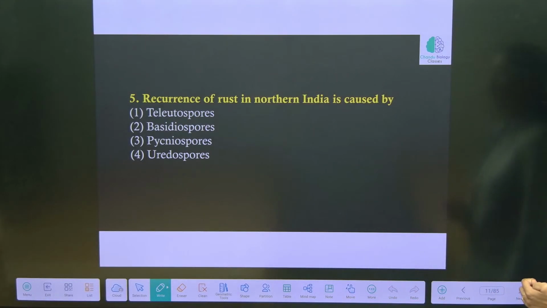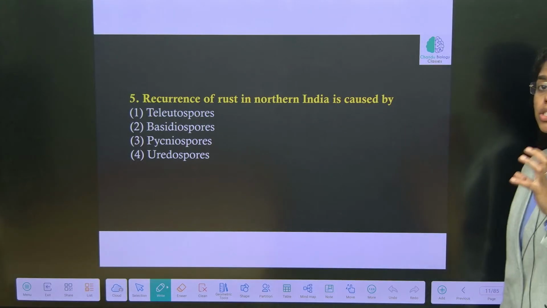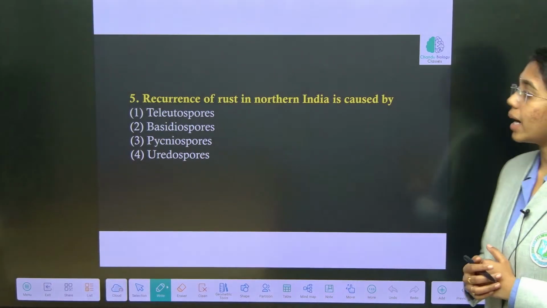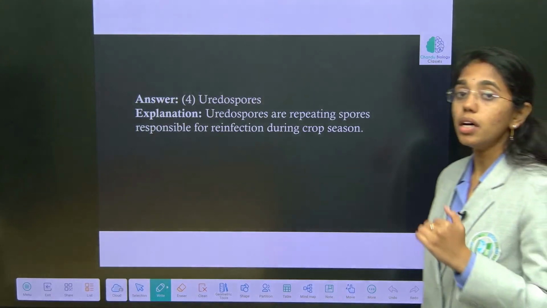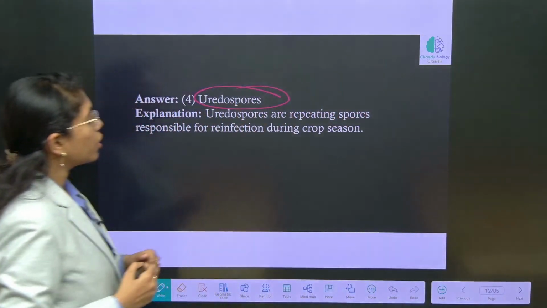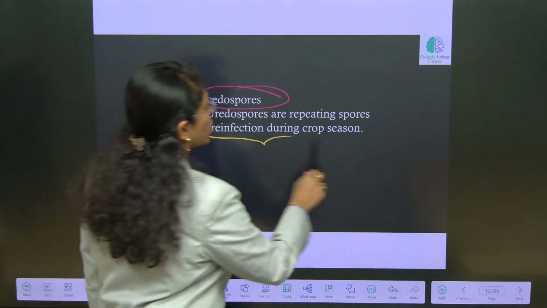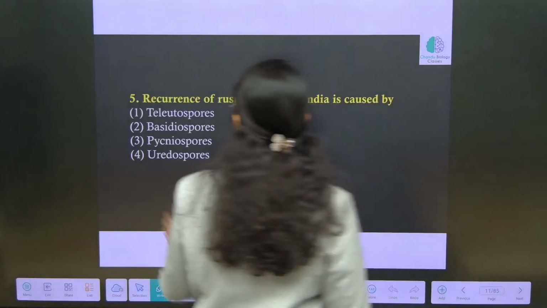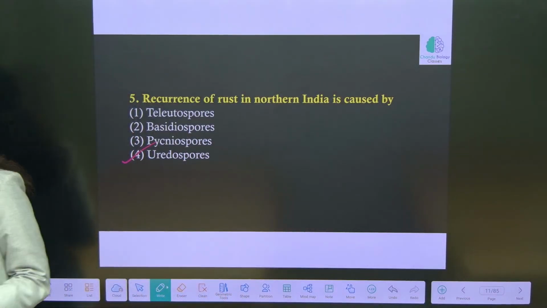Reoccurrence of rust in North India is caused by? The question is from Basidiomycetes, which is the advanced class of fungi. Look into that and answer carefully. Reoccurrence of rust is through which spores? The reoccurrence of rust is caused by uredospores. Uredospores are repeating spores which are responsible for reinfection during crop seasons. So, the right answer here is uredospores, which is option 4.